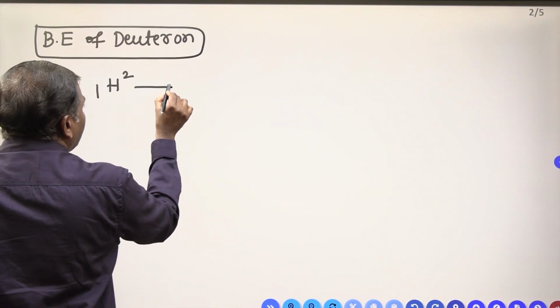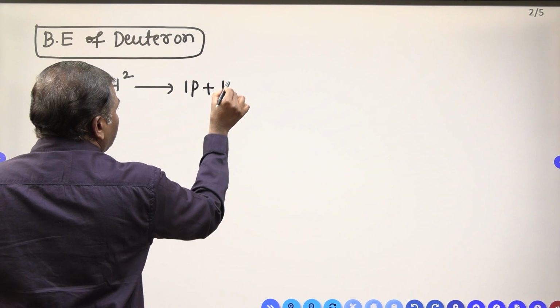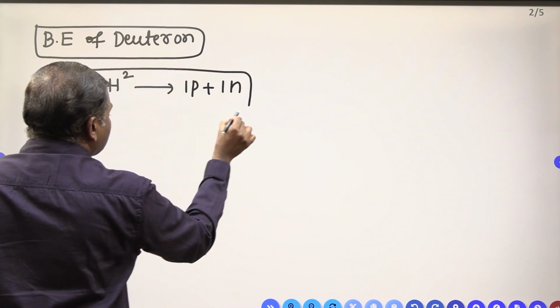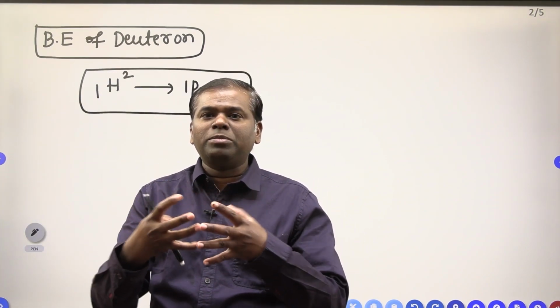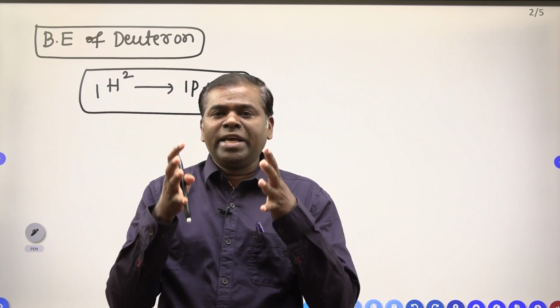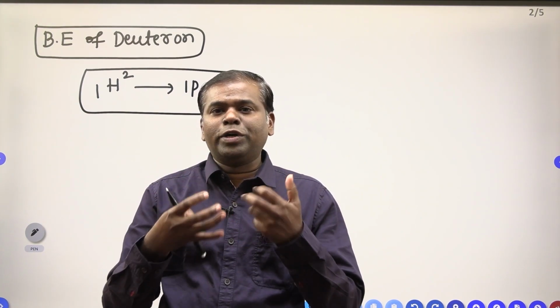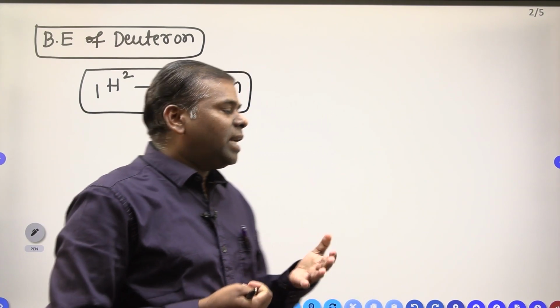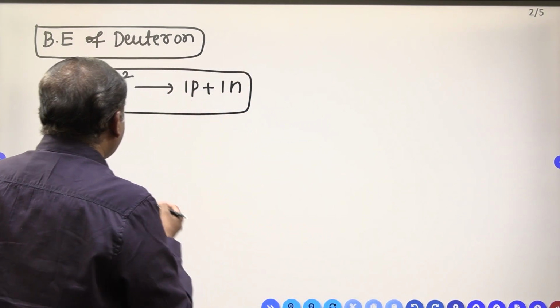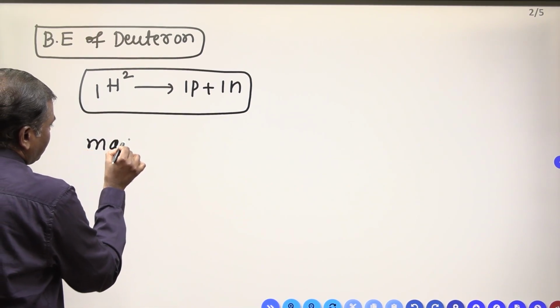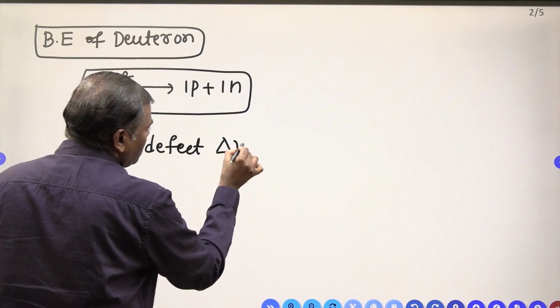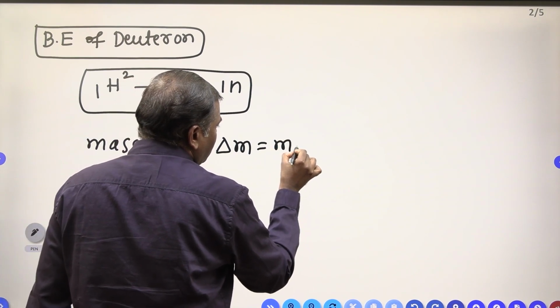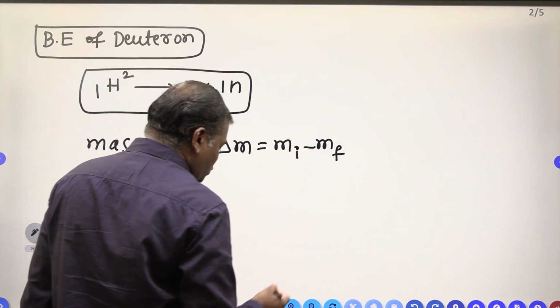First you write the equation. Deuteron 1H2 consists of 1 proton plus 1 neutron. To calculate the binding energy, we use the mass defect. First we have to calculate the mass defect, delta M. Delta M is equal to the initial mass of the Deuteron minus the final mass of the Deuteron.